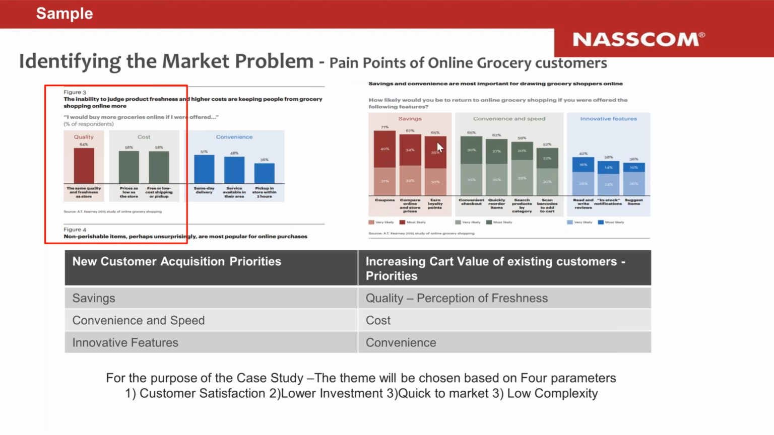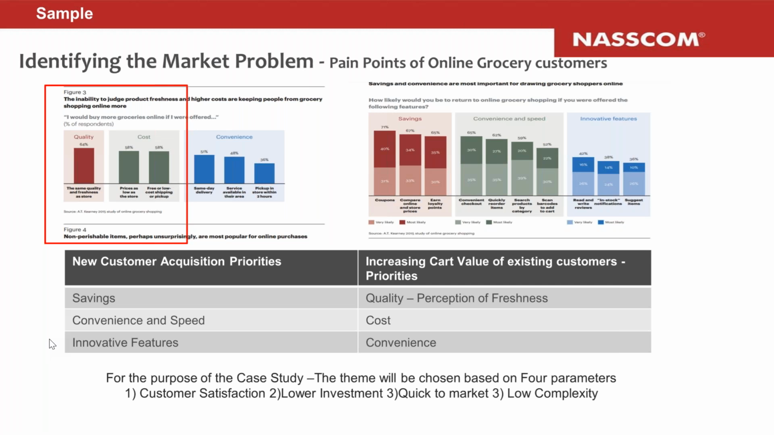So, as we have already talked about, define your goal, maybe the objective. I have taken the objective to be increasing cart value of existing customers for now, but you can also choose the other one depending upon the need. So here we are talking about two priorities: new customer acquisition, where savings, convenience, and speed are very, very important, and then increasing cart value, wherein people have quality concerns, cost and convenience, and these are the themes which are coming up.